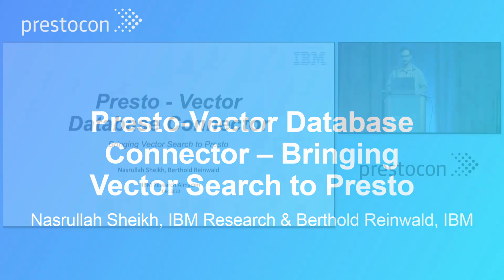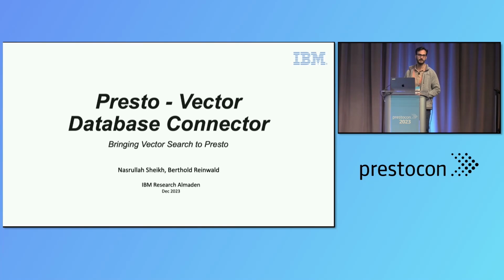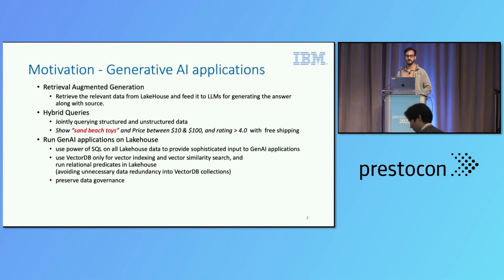We are from IBM Research, and we are going to talk about how we bring vector search to Presto. The general idea, the goal of this work, is how we can bring generative AI applications to the Lakehouse, such as RAG applications, that is Retrieval Augmented Generation, in which we retrieve the relevant data from the Lakehouse and feed it to LLMs for generating the answer along with the source.